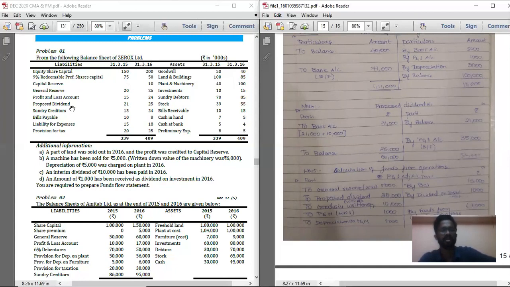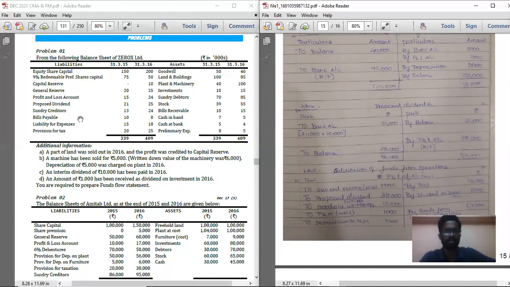So proposed dividend is a liability here, so opening balance will be on the credit side. Record by balance 21,000. How much is the closing balance? 25,000. So below that, on the debit side, leave 3 lines gap and record to balance. How much is the closing balance? 25,000. So to balance 25,000.